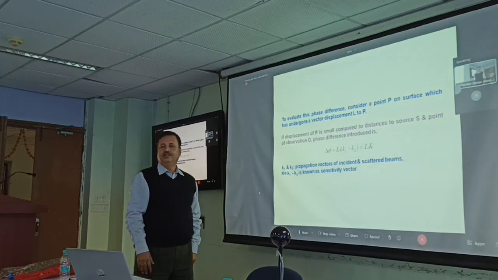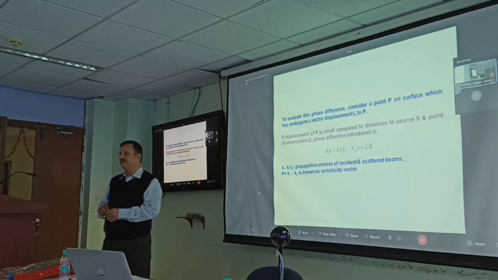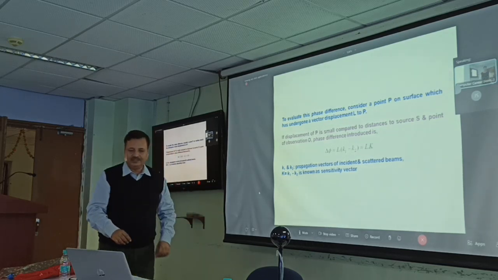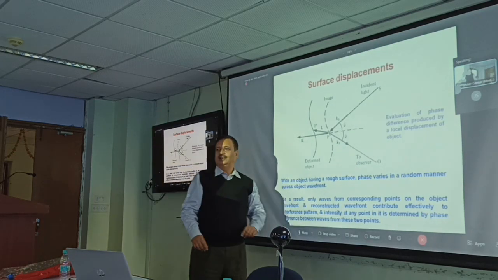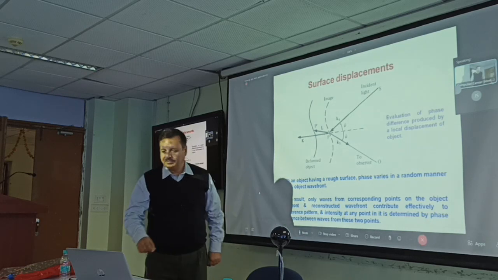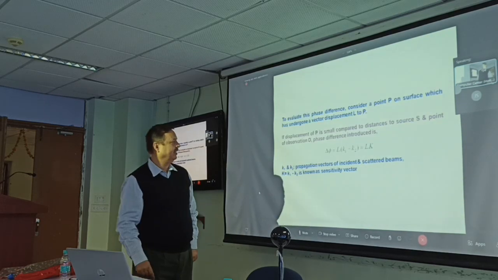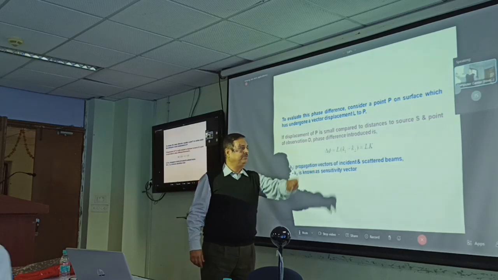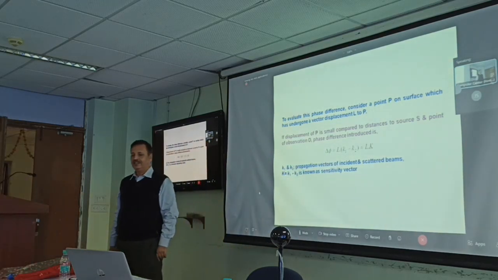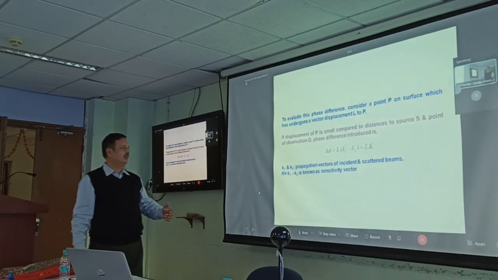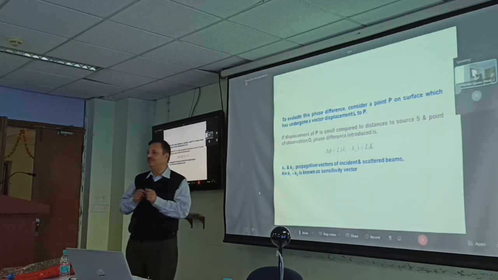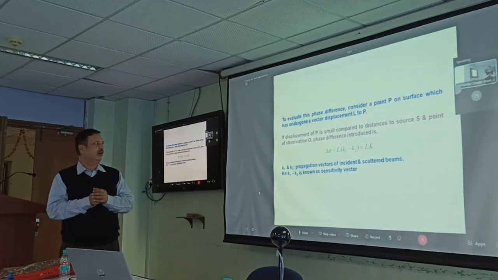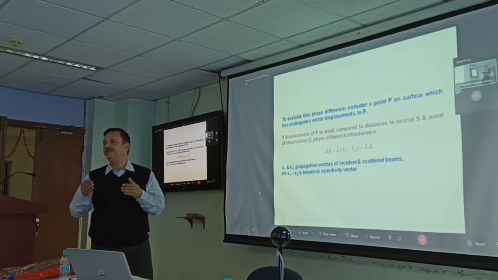So this is how you can evaluate the phase difference. Consider one particular point like in the previous slide, consider one particular point P, and then you see how much is the shift. That shift we calculate here, and it will be in terms of phi. So it becomes L into (K1 minus K2), or you can write it as L into K. The displacement of P is small compared to the distance to the source S and the point of observation O. So this is how we can measure the surface displacement.